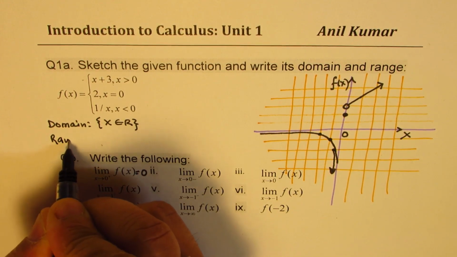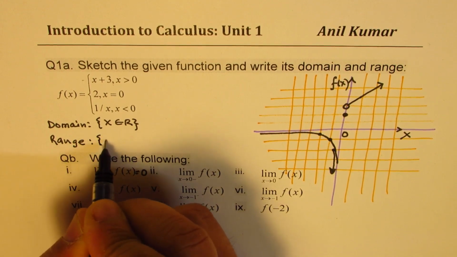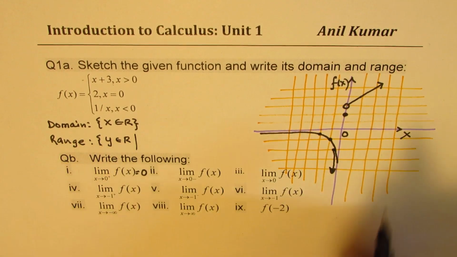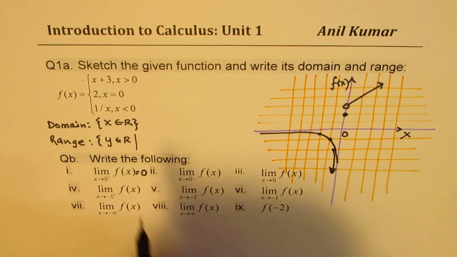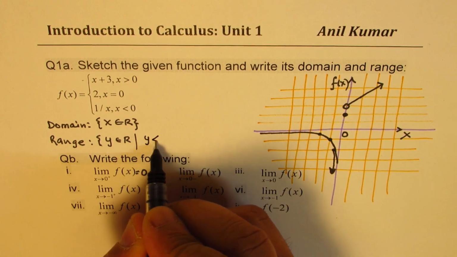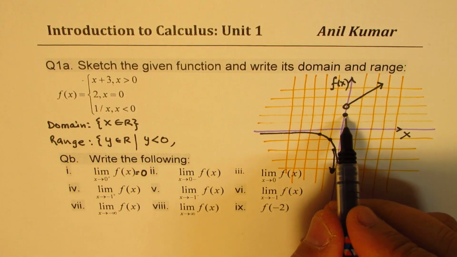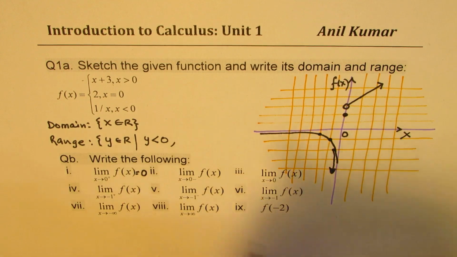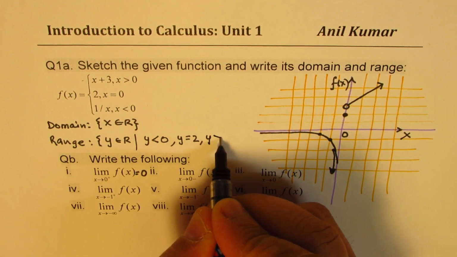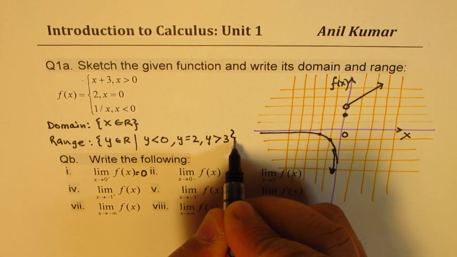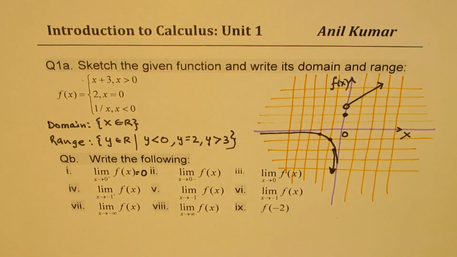How to write the range for this function? That could be challenging. So y belongs to real numbers. For the value of y, we know it is less than 0 on the left side. So we could write that y is less than 0. y is equal to 2, right? y equals 2. And y is greater than 3, right? So, y is greater than 3. It is not equal to 3, correct? So that is how you could write the range of a function which is not a continuous function.